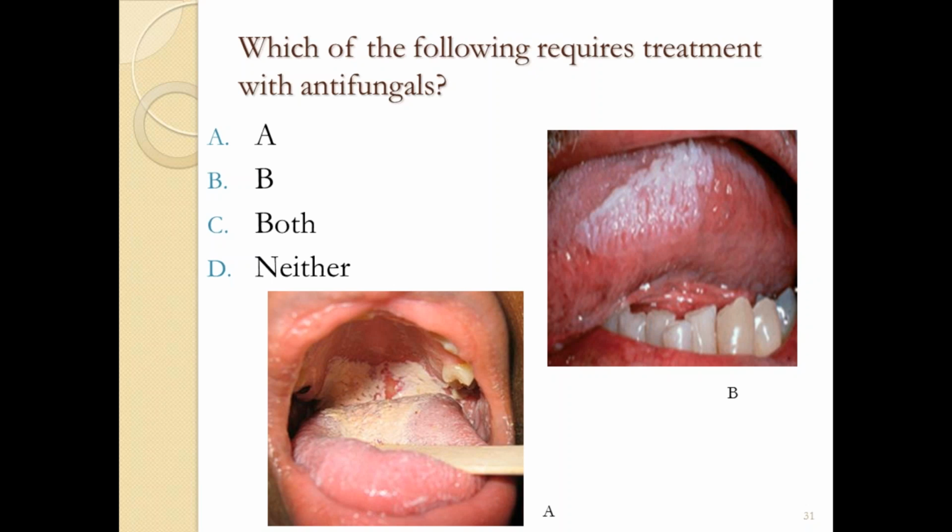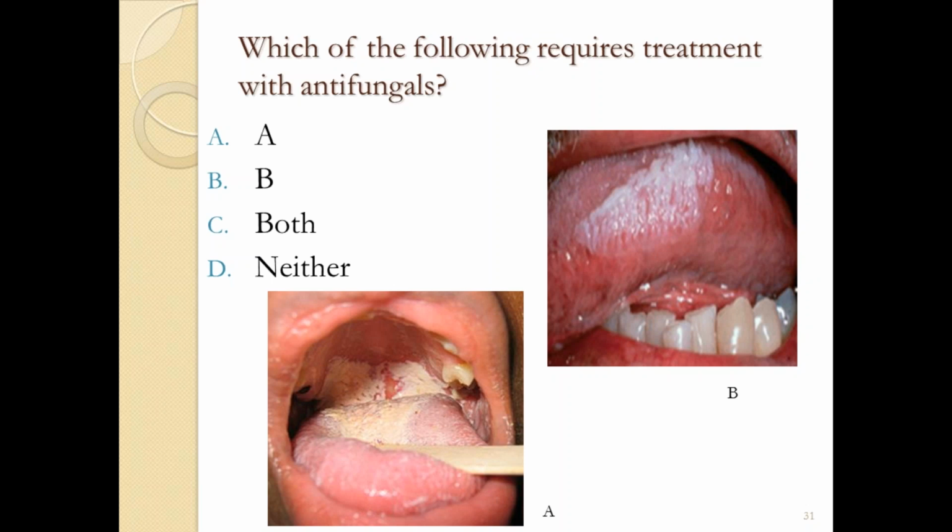I'm not sure that that's thrush. No, you're absolutely right. It's not thrush. So is it leukoplakia or something? It is. So it's oral hairy leukoplakia caused by EBV, super benign.